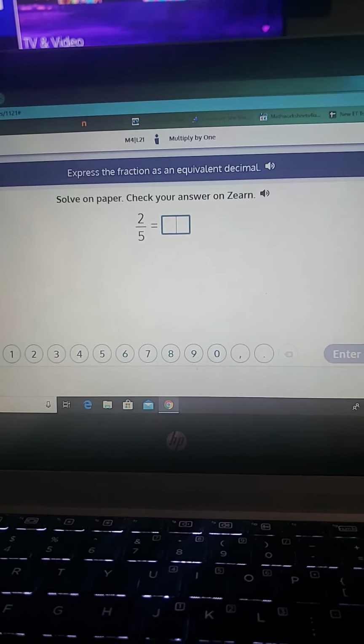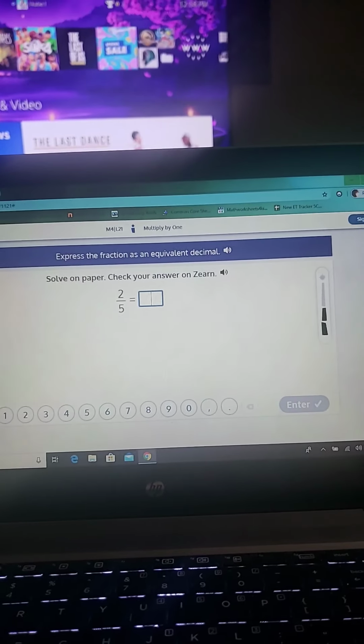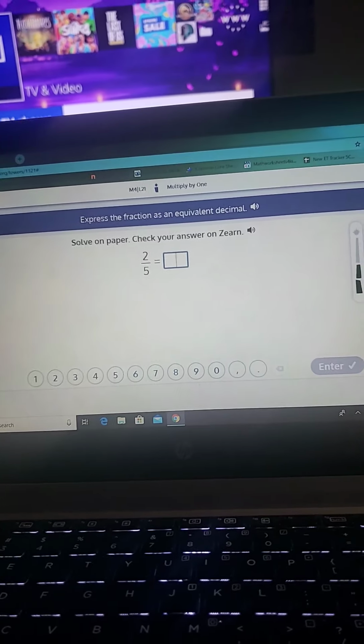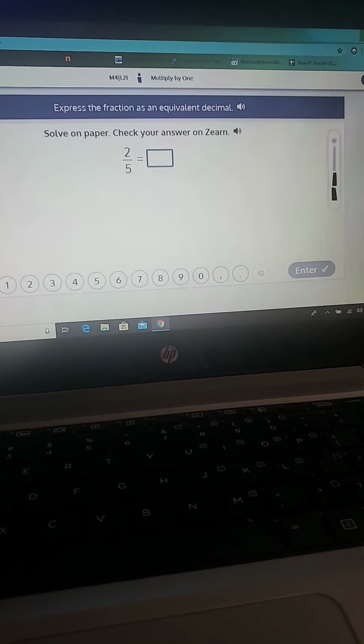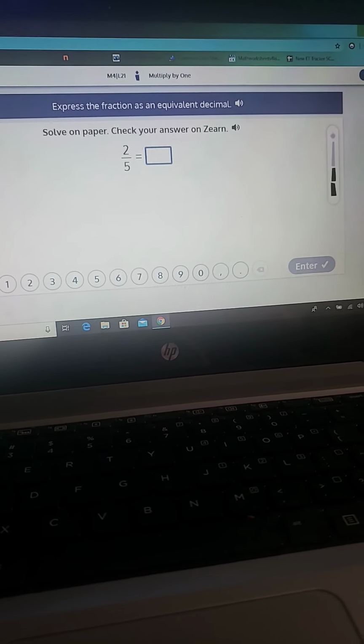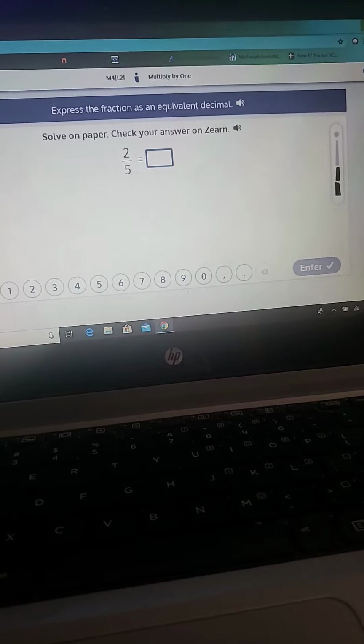Now I want to change this 2/5 to a decimal. In order to change 2/5 to a decimal, I need to do this on paper. If you can do it in your head, that's fantastic. But if you need to do it on paper, let's do it together.